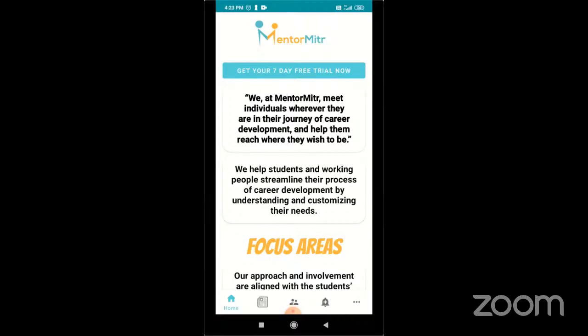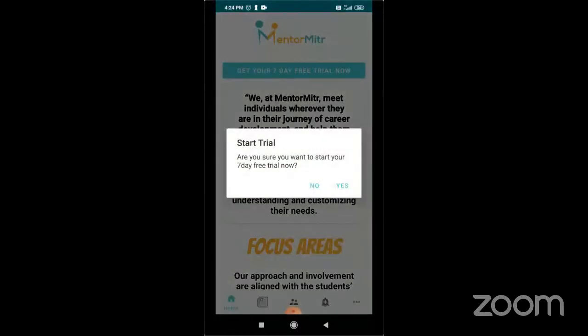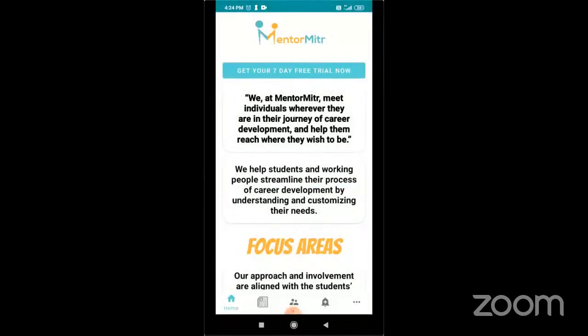MentorMitr is giving away a 7-day free trial so that users can know what MentorMitr provides and how it can help them. Now, I am going to explain how you can avail the 7 days free trial on the MentorMitr Android app. When you log in to the app, you see an option on the top, "Get your 7-day free trial now." Just click on the option and you will be asked if you are sure you want to start the trial session.